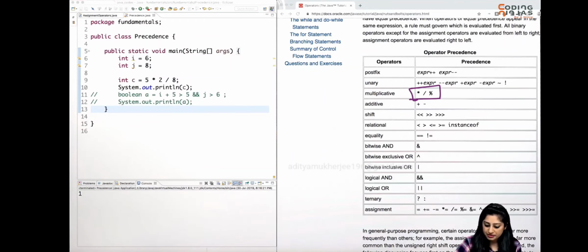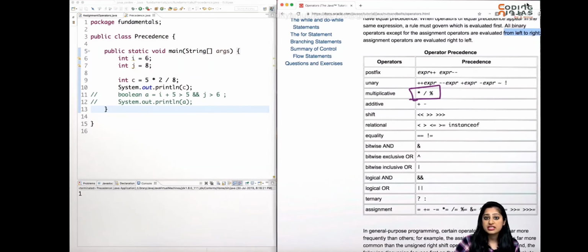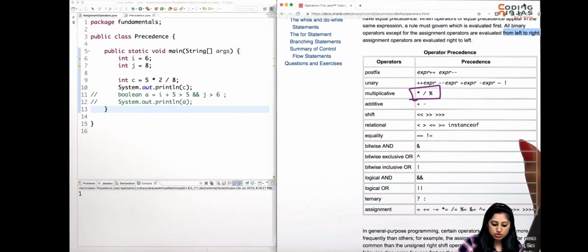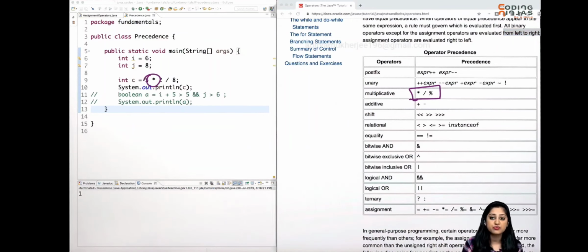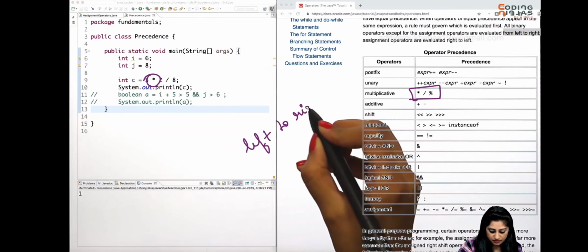So for all operators, and in fact I'll highlight the line here, let me just drag and drop. All binary operators, except the assignment operators, are evaluated from left to right. That means their associativity is left to right. So the leftmost operator with equal precedence will be evaluated first, which is multiply here, and then divide. So this is left to right for all binary operators.